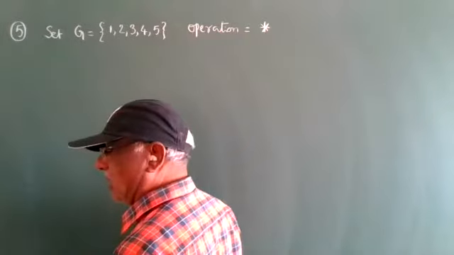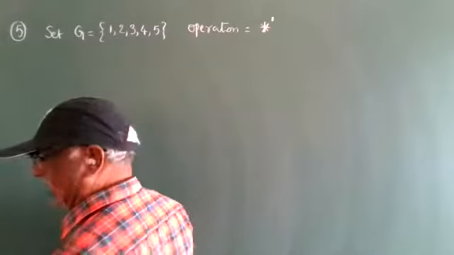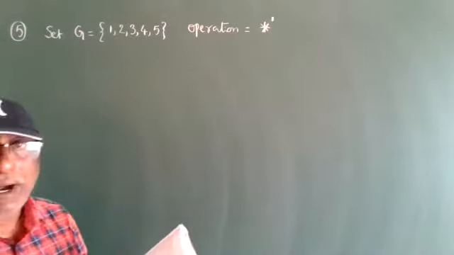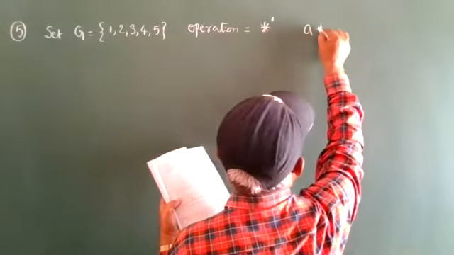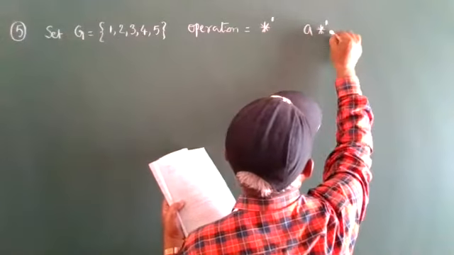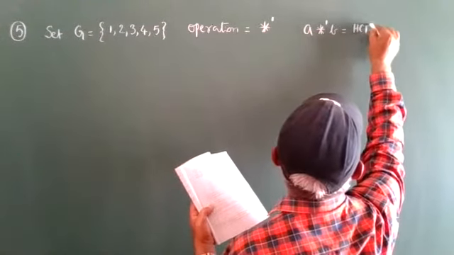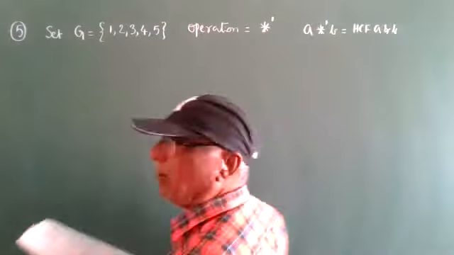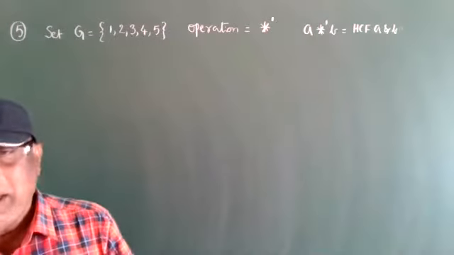In the fifth problem, star dash is given. The operation is defined as A star dash B is equal to HCF of A and B. This is the given problem.